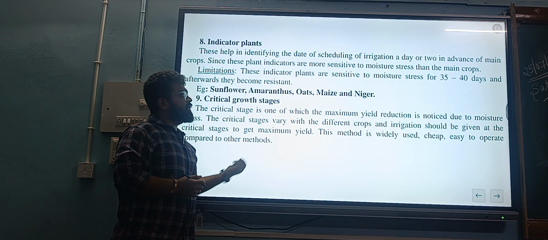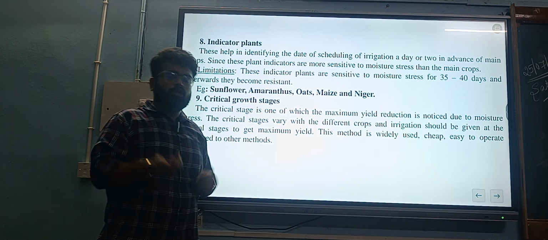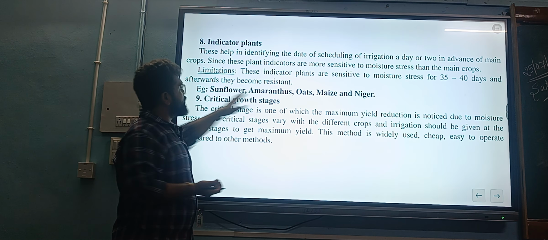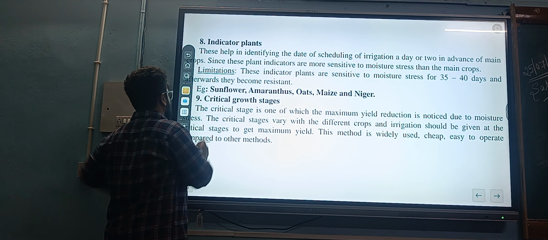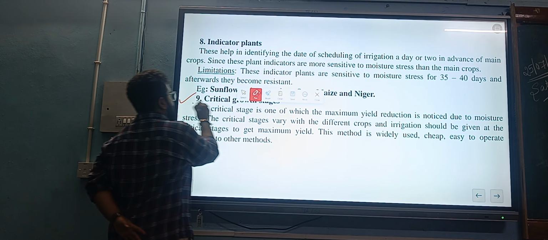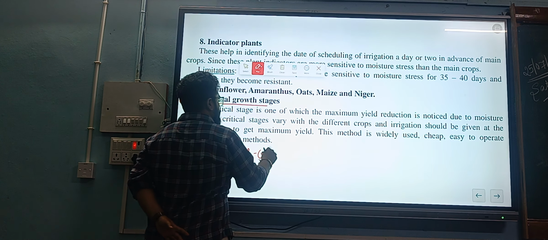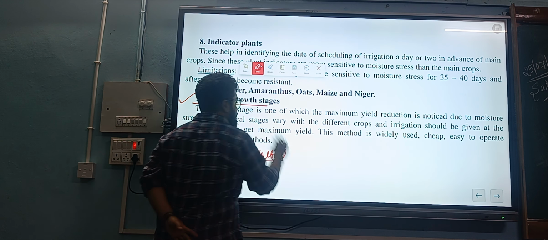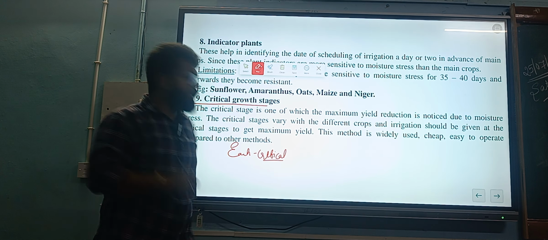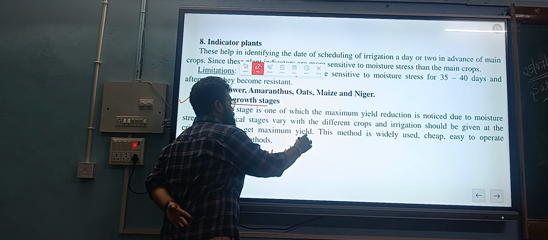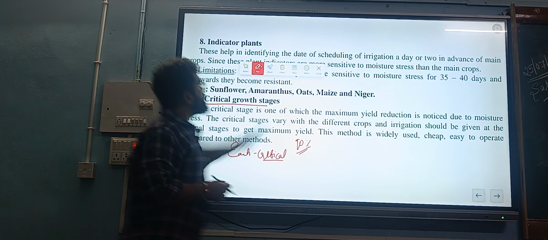Then next we have indicator plants. A few indicator plants can also be used for irrigation scheduling. One good example is sunflower. Apart from that, we have amaranthus, oat, maize and Niger. The next, the ninth approach of irrigation scheduling, is the critical growth stage approach. Each plant has certain critical stages for irrigation scheduling. At that critical stage you have to irrigate. If you don't irrigate at that critical stage, your yield will reduce by more than 90%. Such stages have been identified, and based on that, one can go for irrigation.